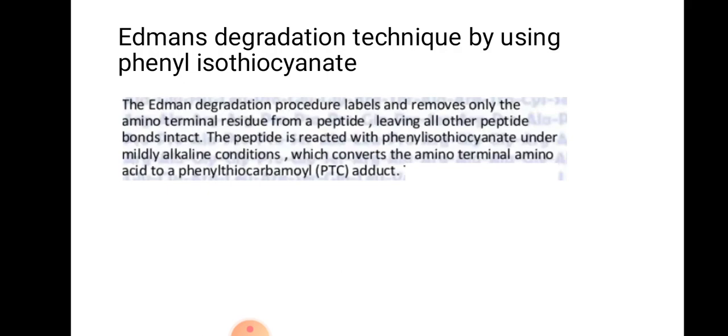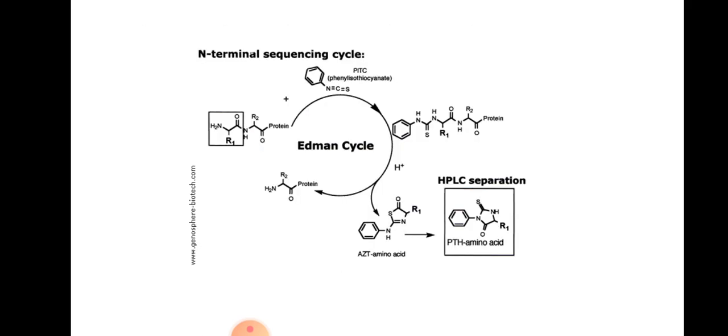But what happens if you use Sanger's reagent or Dansyl chloride method? There the peptide chain is fully degraded by acid hydrolysis. But here in Edman's degradation, all the peptide bonds remain intact. So the peptide is reacted with phenyl isothiocyanate under mild alkaline condition that converts the N-terminal amino acid to a phenyl thiocarbamoyl adduct. So here you can see the phenyl isothiocyanate reacts with the amino nitrogen of the N-terminal amino acid, and the PTH derivative, that is phenyl thiohydantoin derivative, is isolated and identified by chromatography procedure.